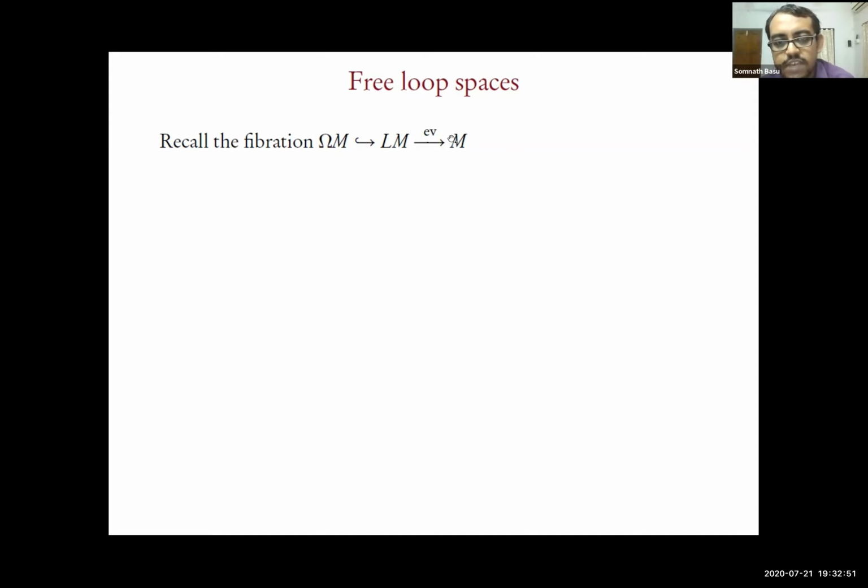This simply means that the inverse image of a point is simply the loops based at that point. And LM should be thought of as a union of these Omega M's, all loops based at different points as the point varies over M. That's a picture.